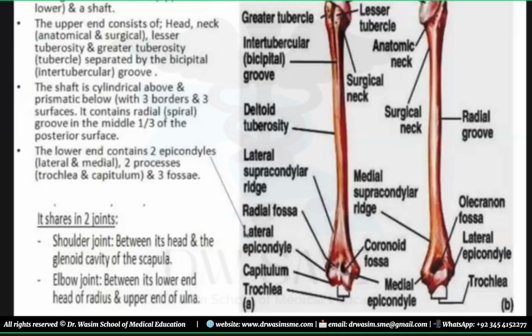Now there are different structures you could identify. There is a capitulum, trochlea, and olecranon fossa. So these three components are responsible for the articulations and make the elbow joint. Now, capitulum articulates with the head of the radius. It is present laterally. Trochlea articulates with the trochlear fossa or the trochlear notch of the ulna, and the olecranon fossa accommodates the olecranon process of the ulna.